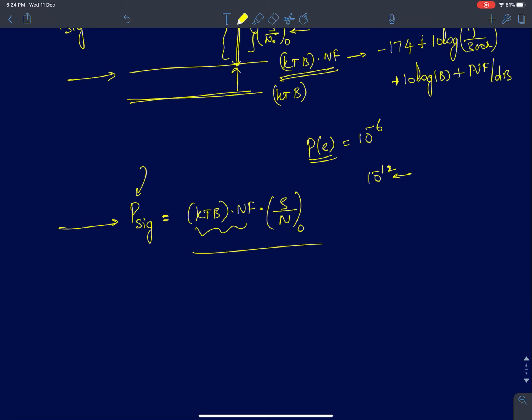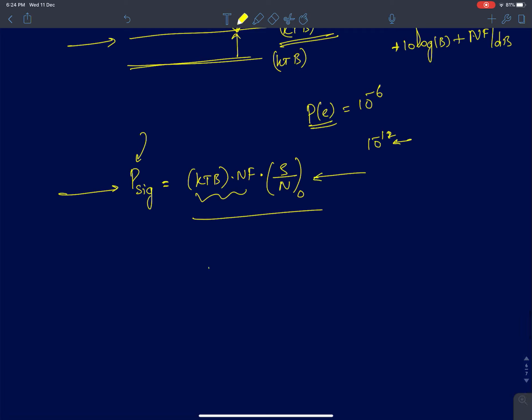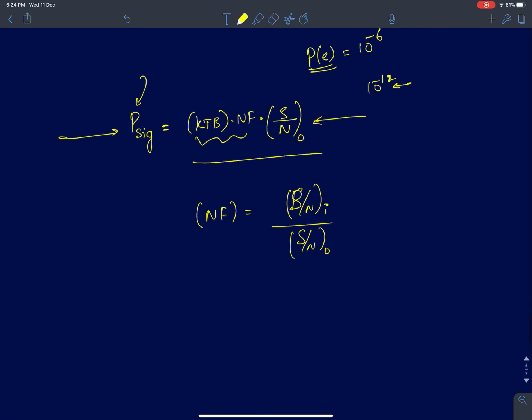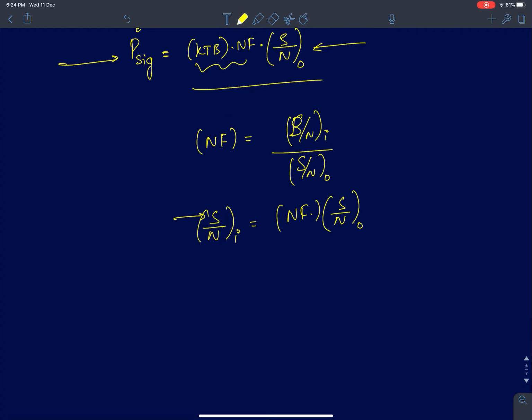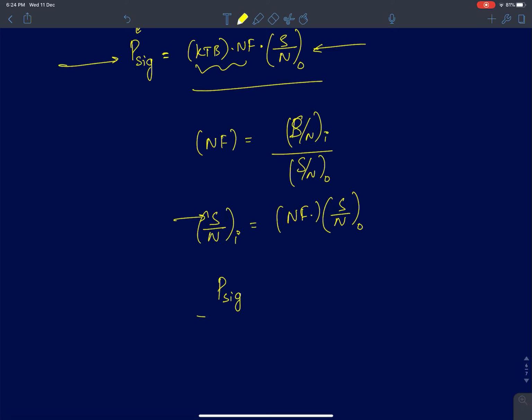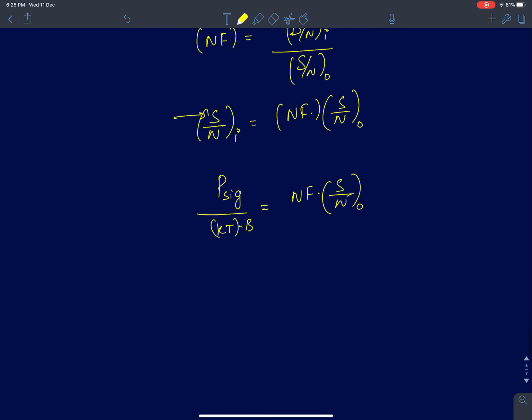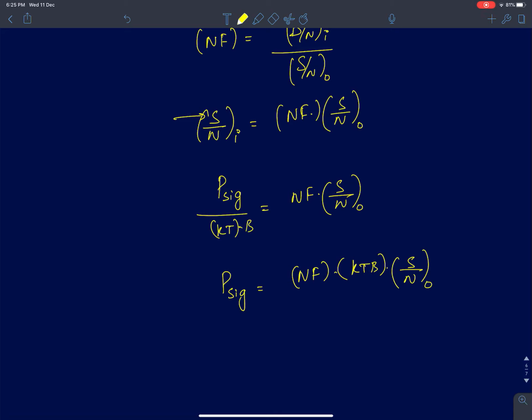Or you can also derive this result like your textbook, Razavi's textbook, does. It derives it in a very simple way. Your noise figure is nothing but the signal to noise ratio at the input divided by the signal to noise ratio at the output. That's the definition of noise figure. So the signal to noise ratio at the input equals noise figure times the signal to noise ratio at the output. Now the signal to noise ratio at the input is nothing but P sig by P noise, and P noise is simply the available noise power KT times the bandwidth. So the signal power at the receiver is simply NF times KTB times the signal to noise ratio at the output. So that's how you get this result.